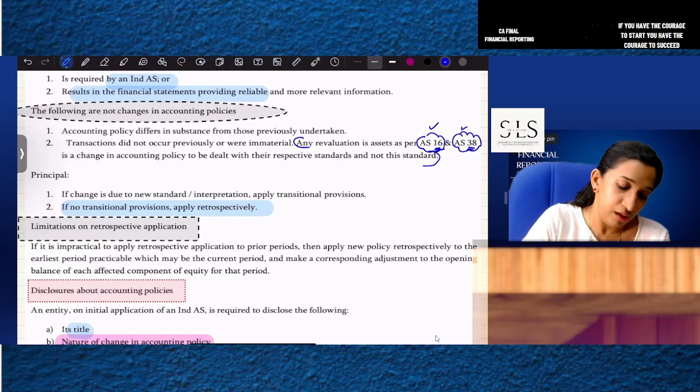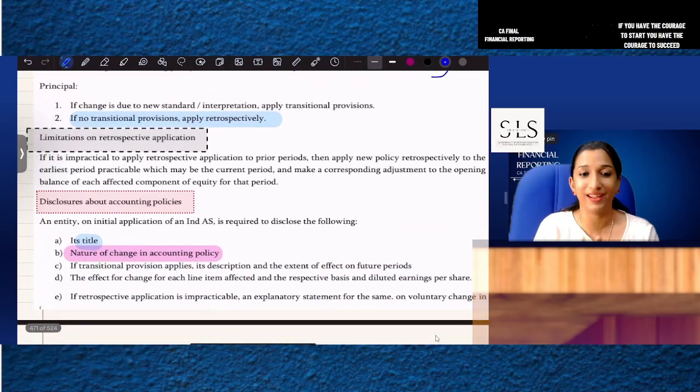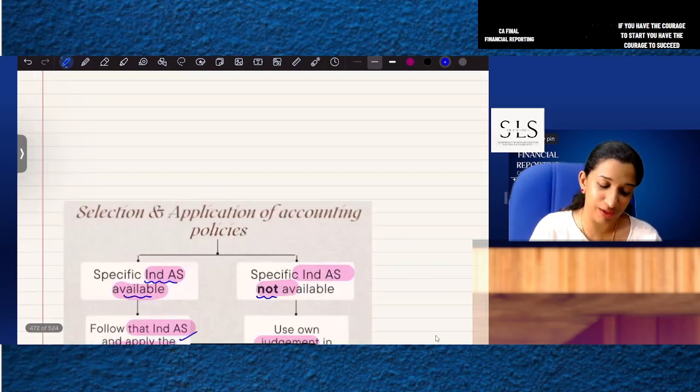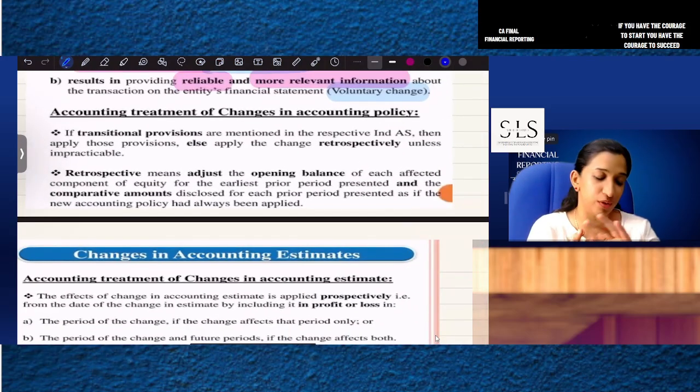Okay. Now, what is the accounting? What is the accounting when there is a change in accounting policy? What is the accounting?